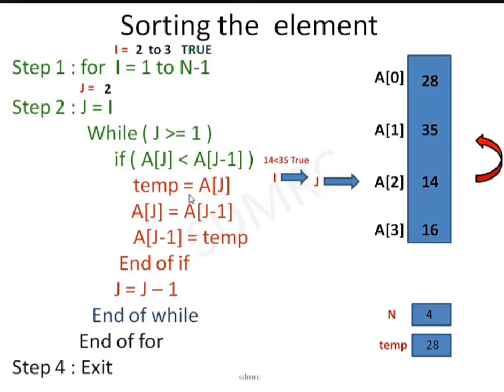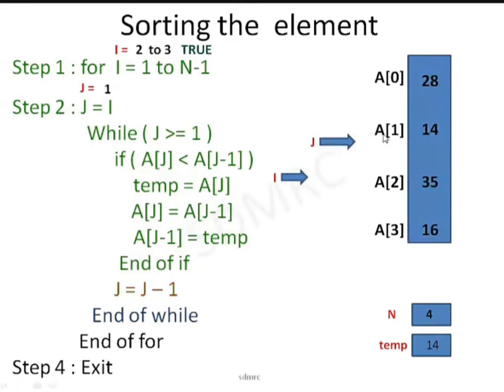I'm getting inside. So temporary is equal to A of j. So this has to be interchanged. Temporary is equal to A of j, so I get the value 14. A of j is equal to A of j minus 1, so you'll get the value 35. And A of j minus 1 is equal to temp, so you'll get the value 14. End of if. j has to be decremented. J is equal to j minus 1. It goes to 1.